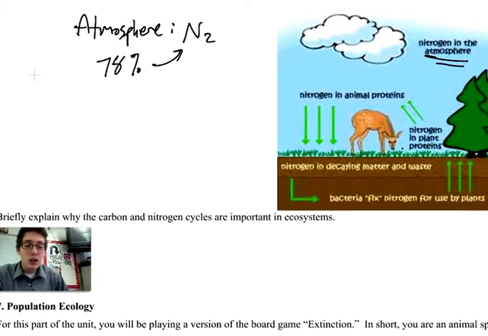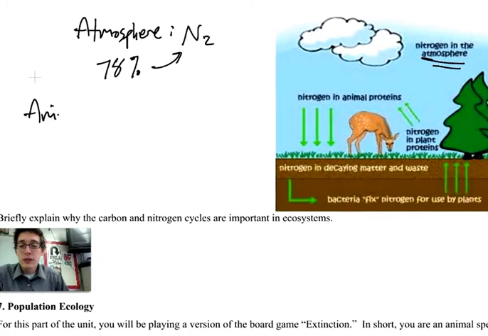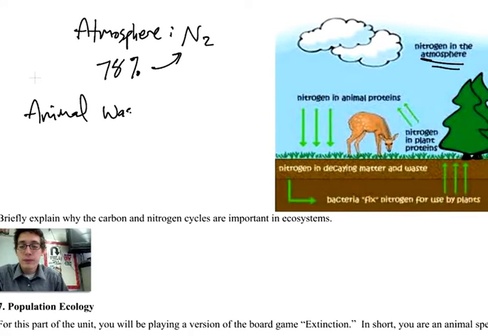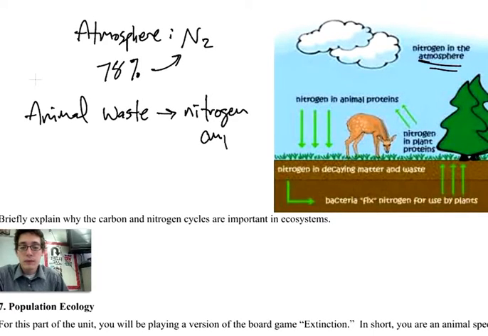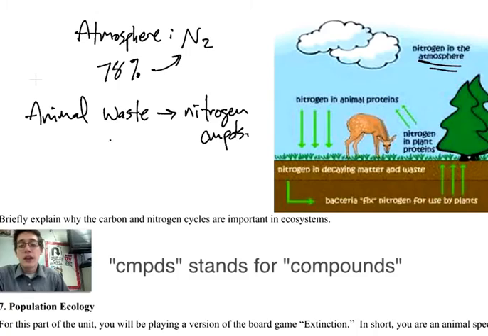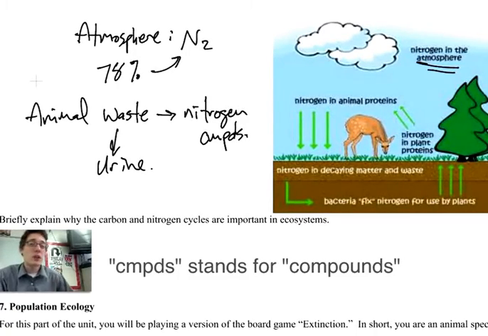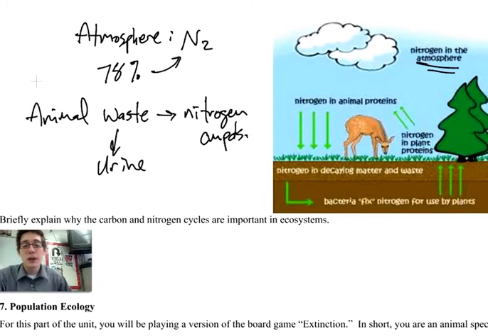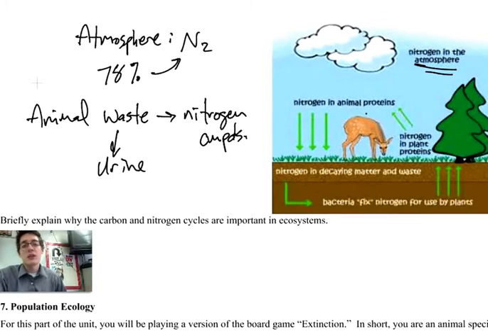There can also be nitrogen put into the ground by animals through their waste. So animal waste will produce nitrogen compounds. Okay, the animal waste typically is urine. Okay, so that bad smell that urine had, you're smelling a nitrogen compound that will eventually find its way back into the ground. And this waste comes from breaking down organic compounds.